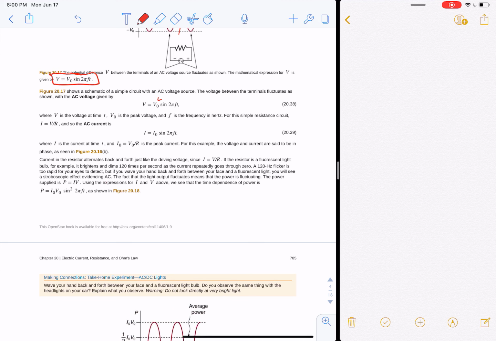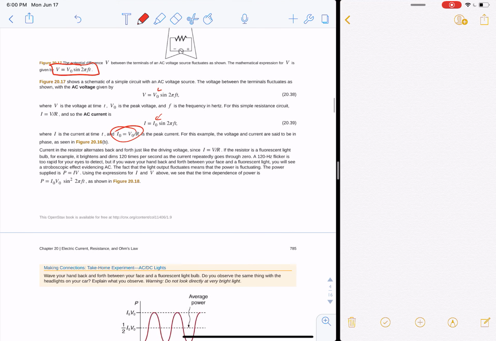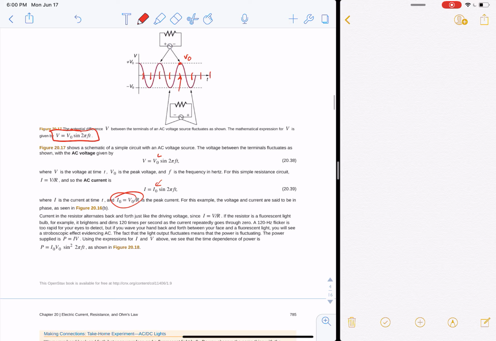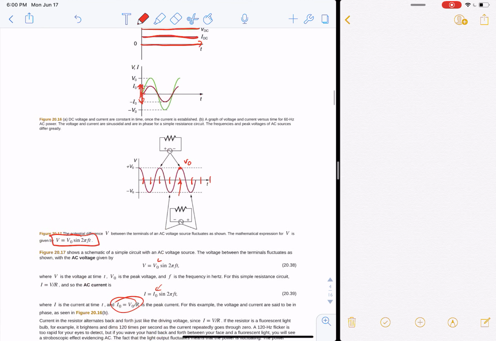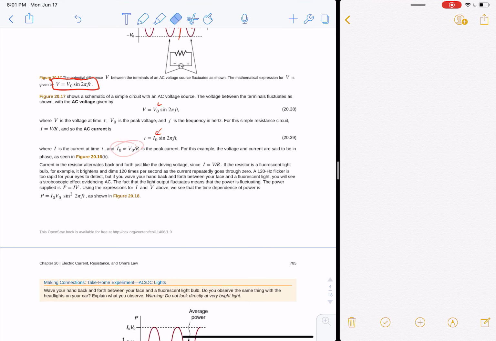Let's see. The current, same thing. It oscillates as a function of your sine as well. And then you've got V equals IR at any time too. 20.16b, that's up here. So if the current and voltage reach a maximum at the same time, and minimum and minimum, and maximum and maximum, then they're said to be in phase.